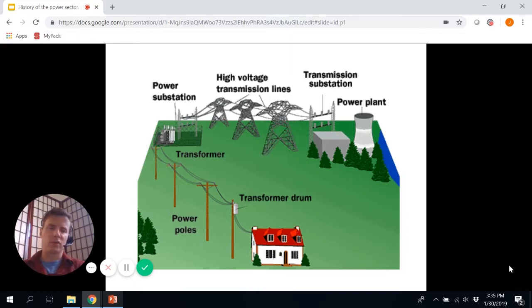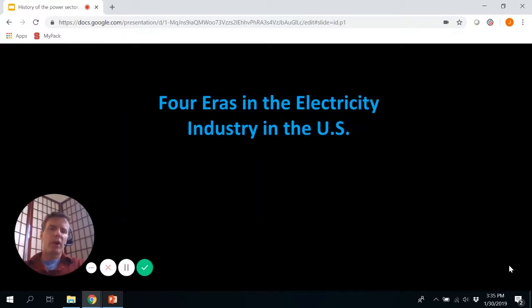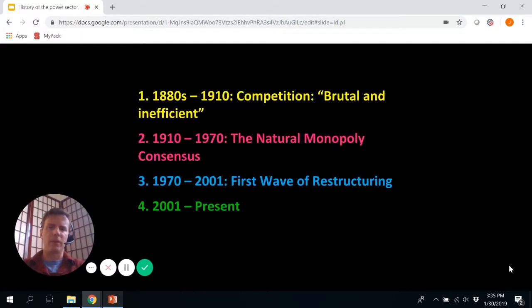At that point, the electricity is ramped down, the voltage of the electricity is decreased, and then it is sent out at a lower voltage along distribution power lines until it gets to the point of consumption, for example, businesses or people's houses. So there are four eras in the electricity industry in the United States that got us to this point where we have the physical structure that I just described. So let's talk about those four eras now.